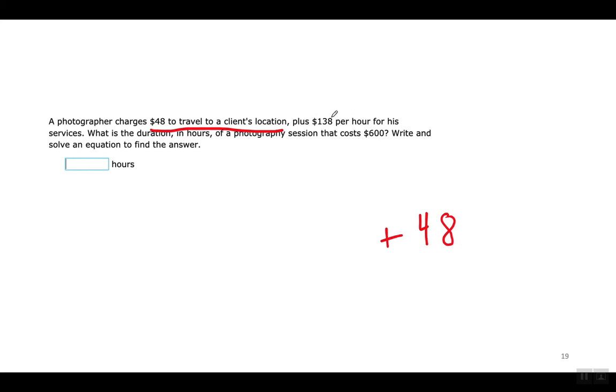Plus $138 per hour for his services, más $138 por hora para sus servicios. So $138 per hour, por hora. What is the duration in hours of a photography session that costs $600? Si esta sesión de fotografía cuesta $600, ¿cuántas horas duró la sesión?